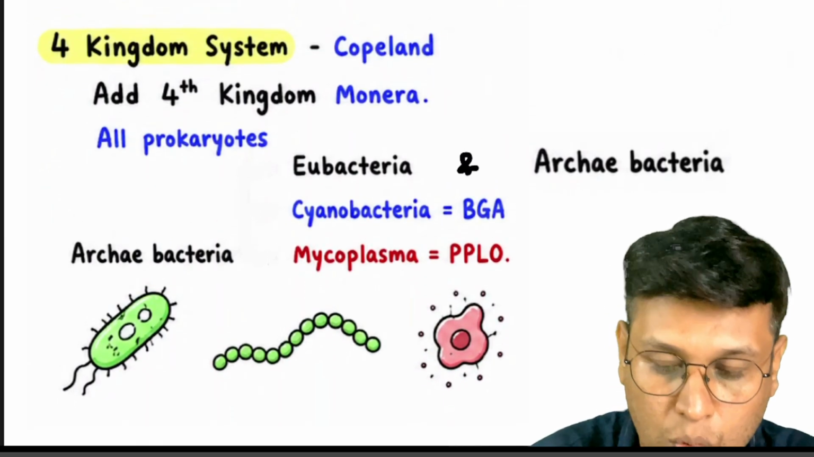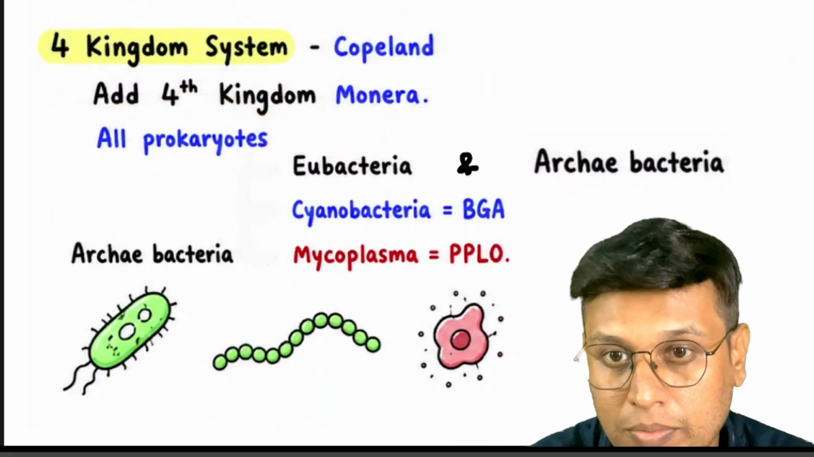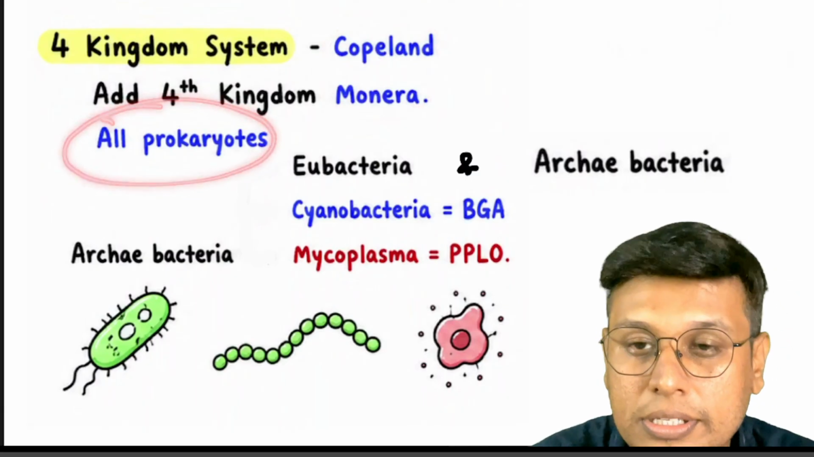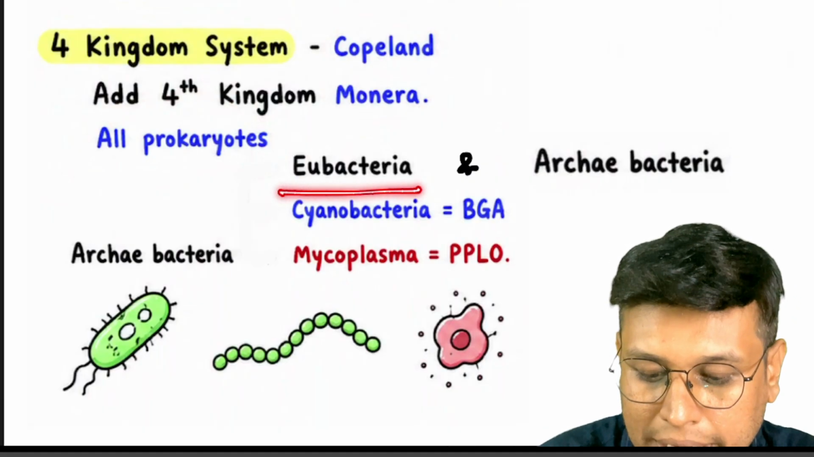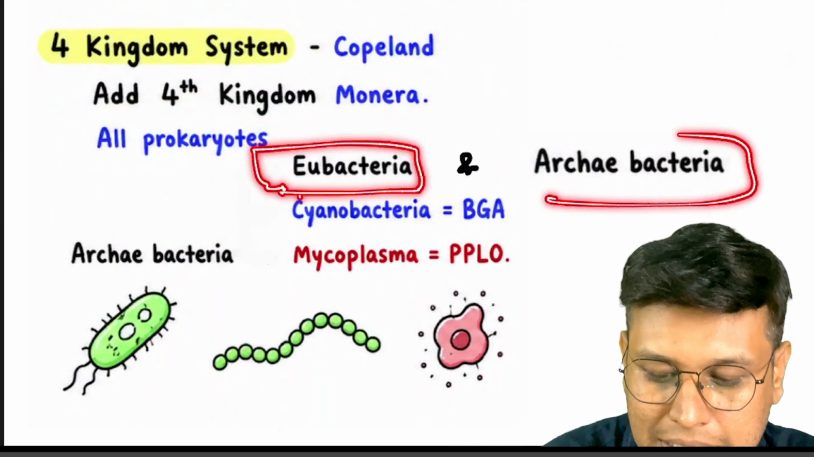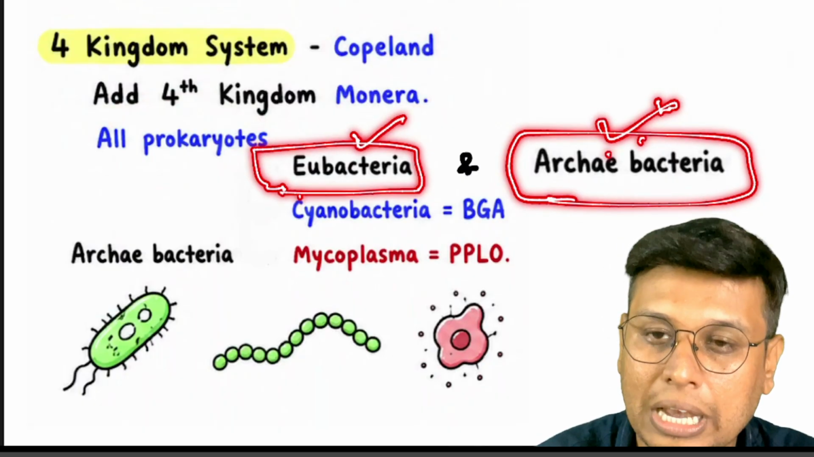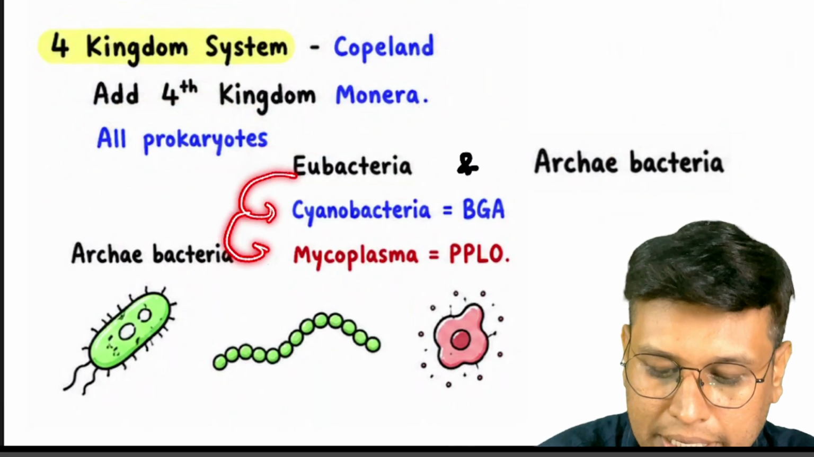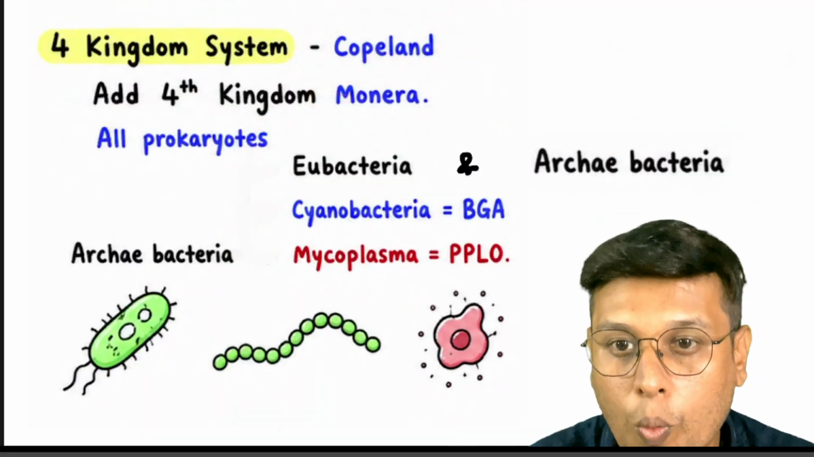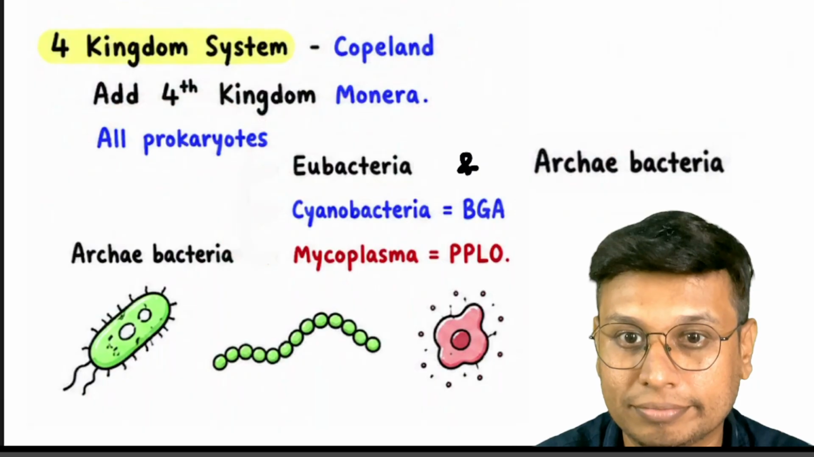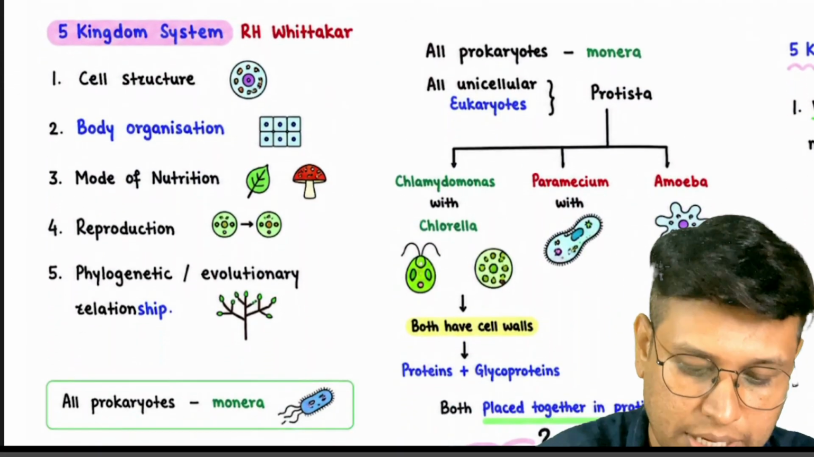Next came the fourth one, Copeland, and he gave Monera, very important. There was a problem of prokaryotes in eukaryotes, so he separated all the prokaryotes into one kingdom. He called it Monera. The major groups of prokaryotes are eubacteria and archaebacteria. Eubacteria are true bacteria, archaebacteria are ancient bacteria. There are some differences, but both lack a nucleus. Cyanobacteria and mycoplasma come under eubacteria. So this kingdom was added by Copeland. This is where the major addition of new kingdoms took place.